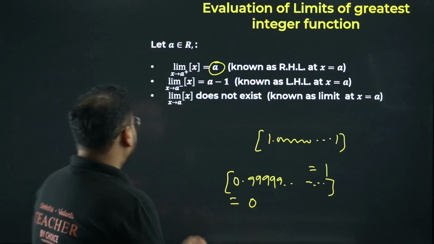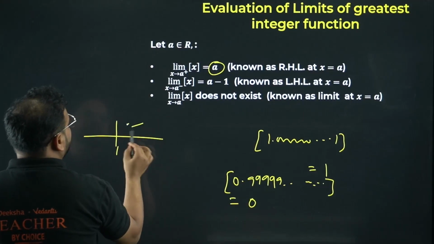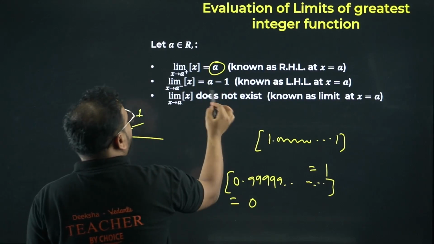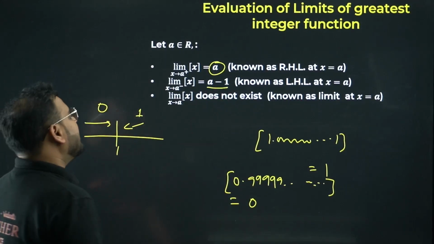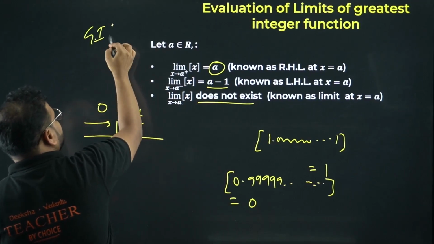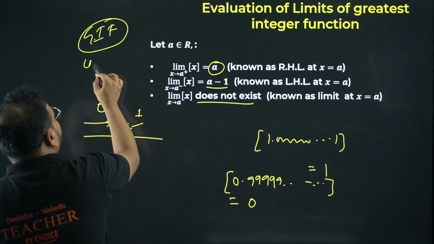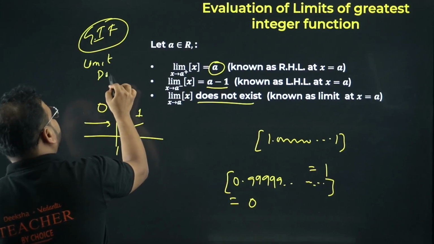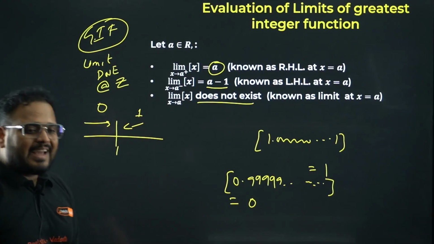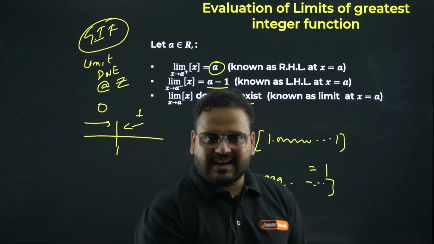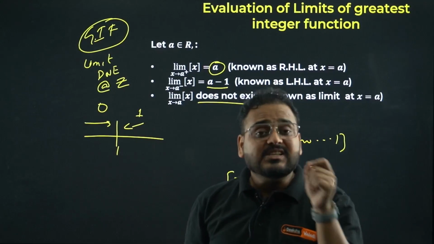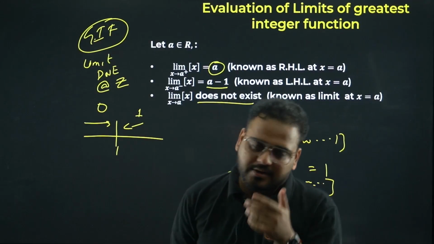So if you approach the number 1 from this side, you have the number 1 itself. You approach from here, you get 0 itself. So you get a and a minus 1. Can they be equal? No. It means the limit does not exist for the GIF. For this function, the greatest integer function, the limit does not exist at integers. At any integral point, negative or positive integers, the limit will never exist for the greatest integer function. Got it? Great. Moving on.